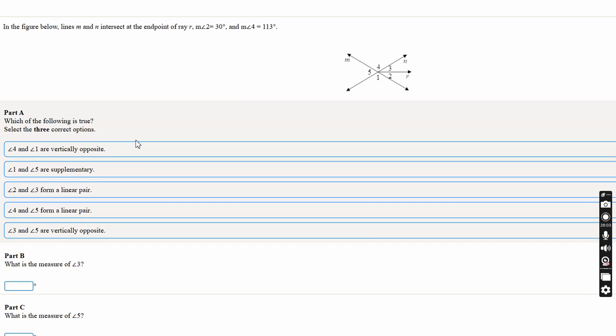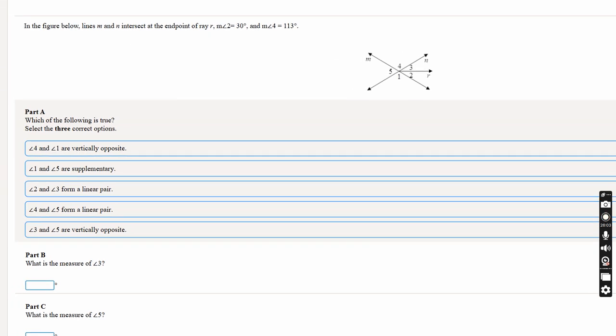Okay, and this question I know a lot of students struggle with, so let's start doing it. Which of the following is true? Angle 4 and 1 are vertically opposite. That's true. So let's choose that. We have 3 answers here.